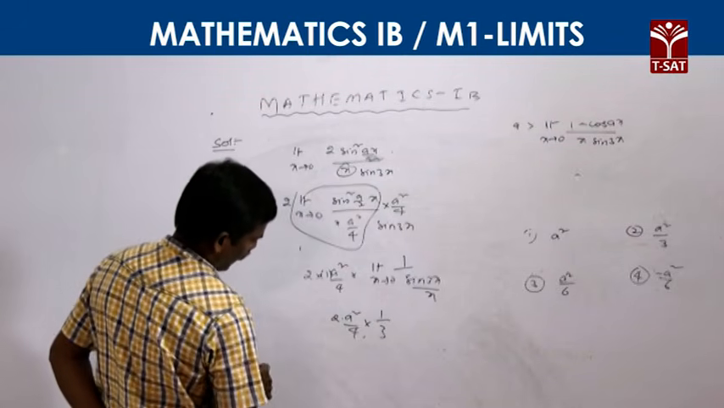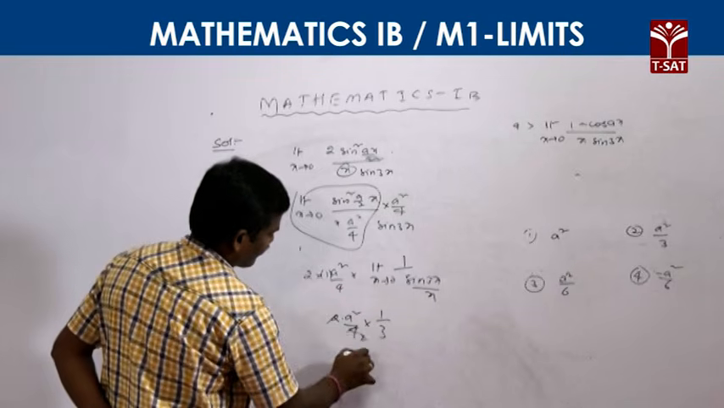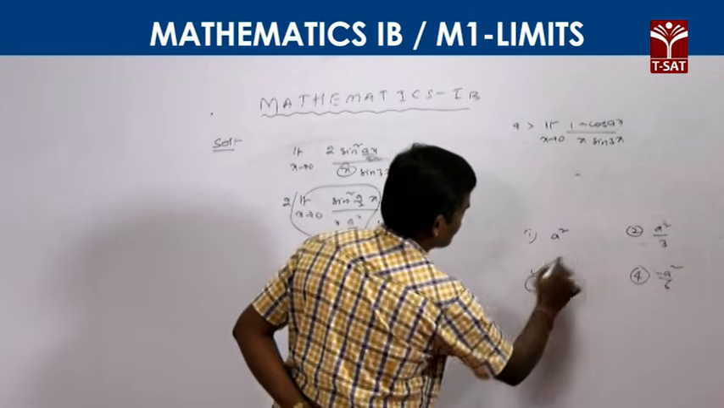So 2 into a square by 4 into 1 by 3, so a square by 6 is the answer. A square by 6, third option is the correct answer.